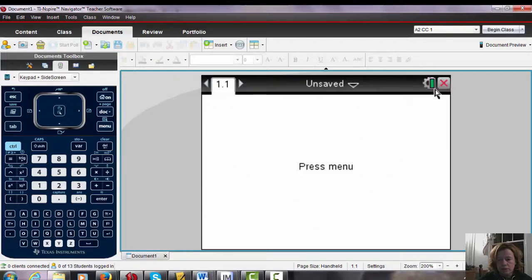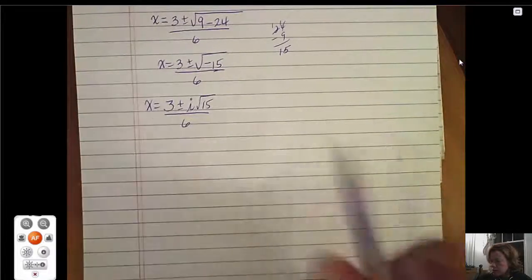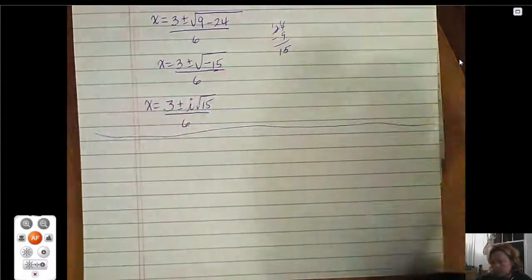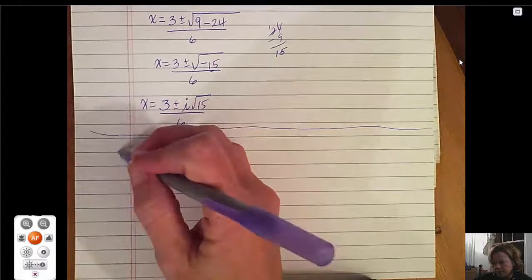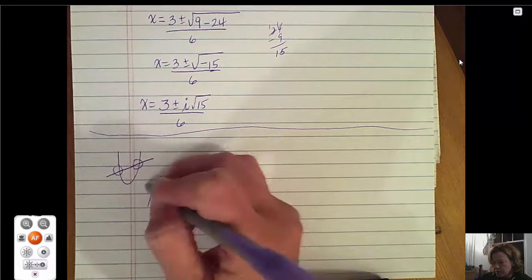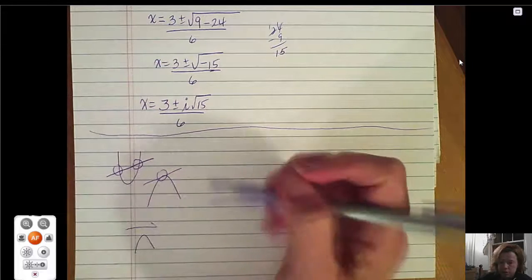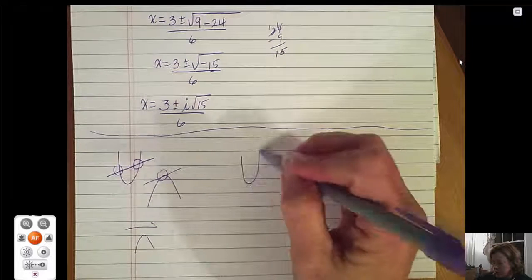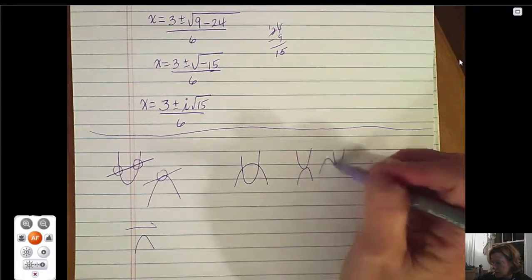Okay, so to summarize nonlinear systems, we're really looking for points of intersection, but we'll do this algebraically. So if you have a parabola and a line, you could have 2 points of intersection, you could have 1 point of intersection, or no points of intersection. And same with 2 parabolas. You could have 2 points of intersection, 1, or like we just saw, none.